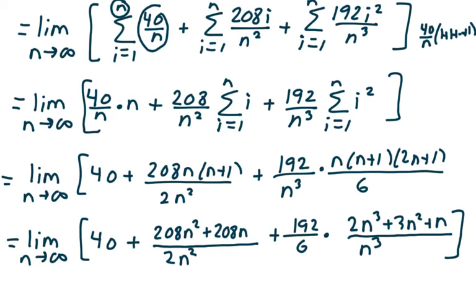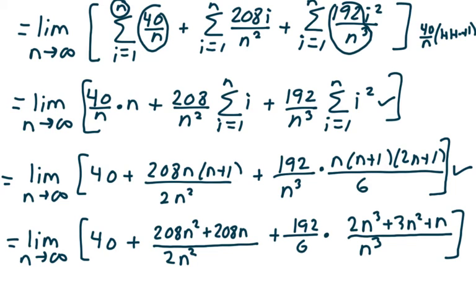And then I pull 208 over n squared out in front of the sum, and I'm going from i equals 1 to n of i, and then I pull the 192 over n cubed out in front of the sum, and I get the summation from i equals 1 to n of i squared. And so the summation from i equals 1 to n of i is n times n plus 1 over 2. And the summation from i equals 1 to n of i squared is n times n plus 1 times 2n plus 1 over 6. And so that's where I'm getting this third line here. And then I'm going to close that off here.